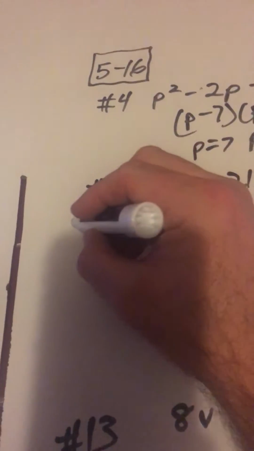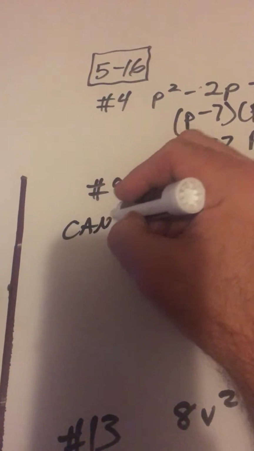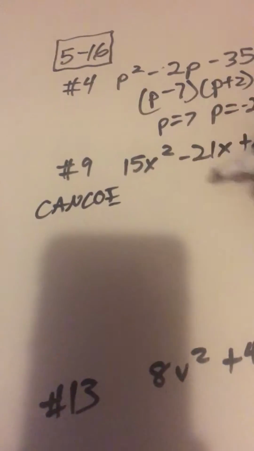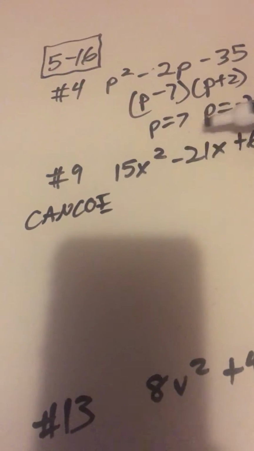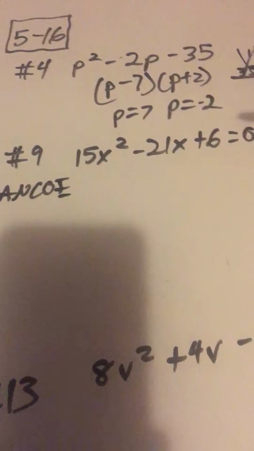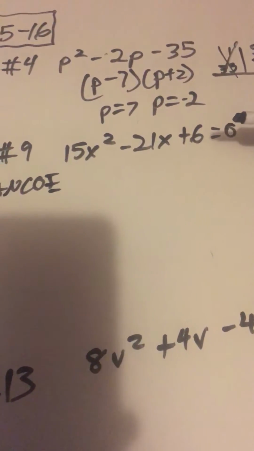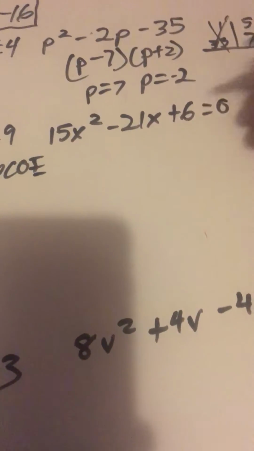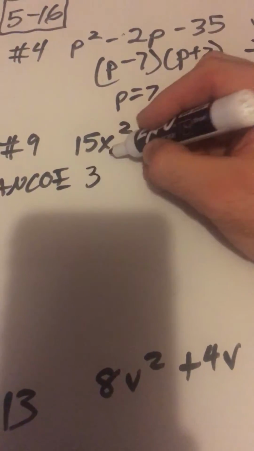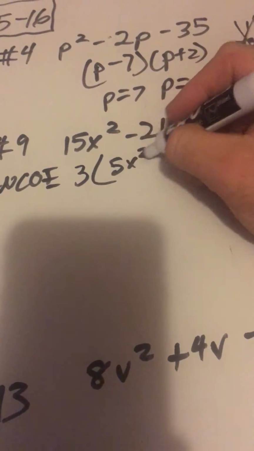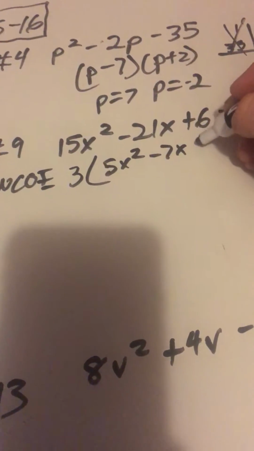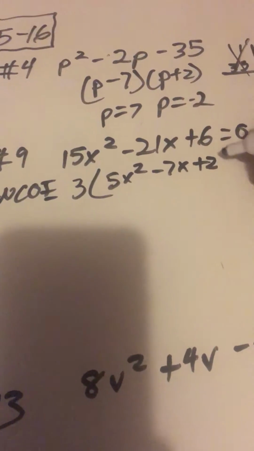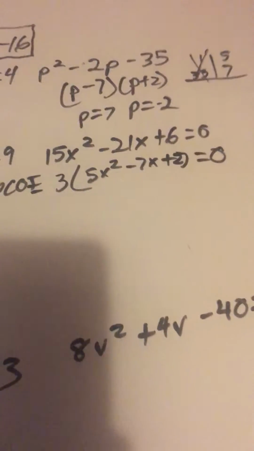All right, so very first part. Can anything come out of everything? I've got a 15, a 21, and a 6. Do they share anything? Think. 15, 21, and 6. Yes, they do. They do share a 3. I heard that answer. So now I have 5x squared minus 7x, okay, plus 2 equals 0.